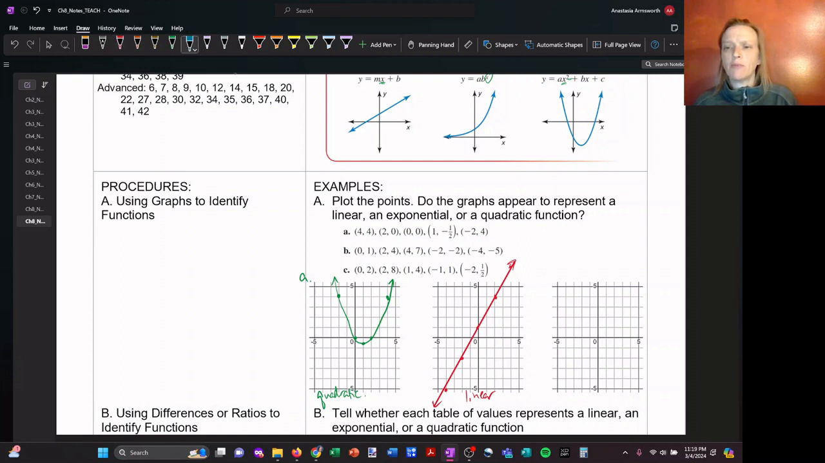And then lastly, we have points at (0, 2), (2, 8), which doesn't fit on this graph, (1, 4), (-1, 1), and (-2, 1/2). This appears to be approaching y equals 0 on the left side, approaches an asymptote, and extends to infinity as we move to positive values of x. So this is an exponential function. So just being able to recognize those different shapes is an important skill.